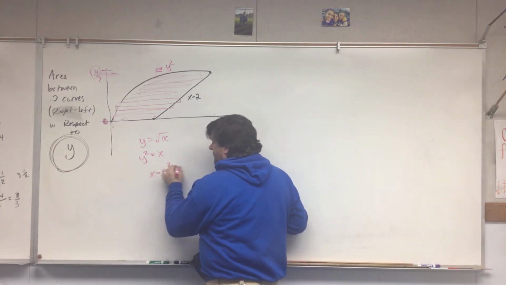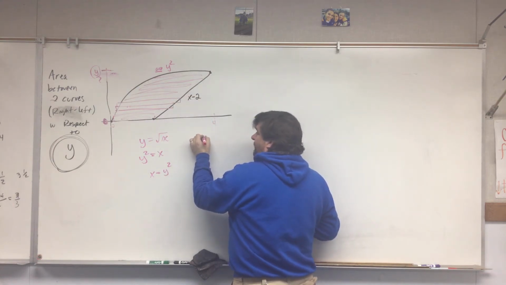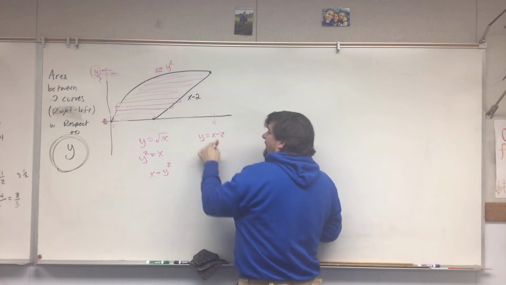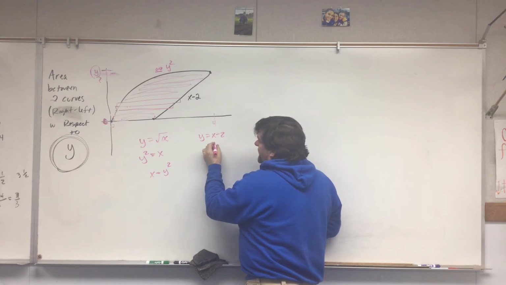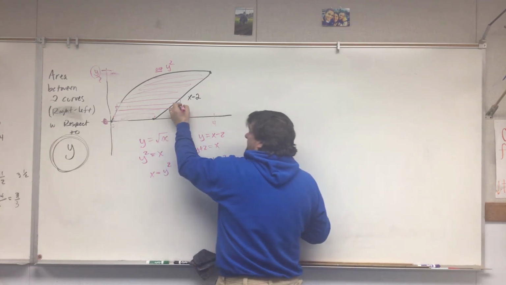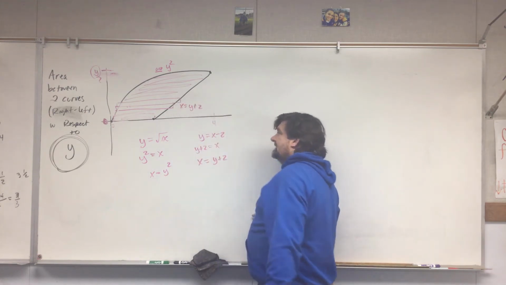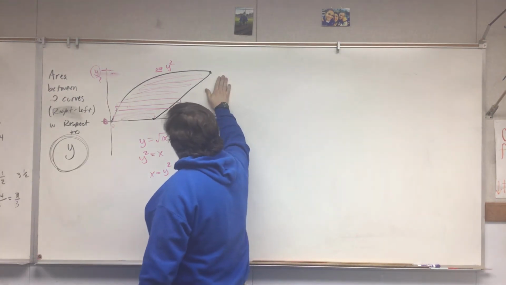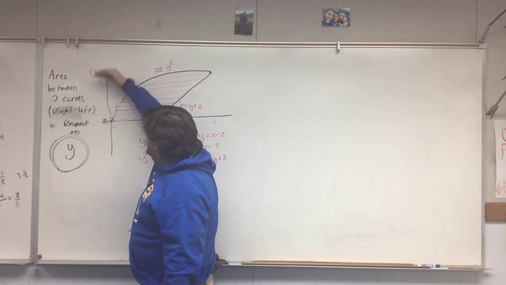X equals y squared. Then if I'm going here, we have y equals x minus 2 if we're dealing with it in respect to x, but now we need it in respect to y, so I'm going to solve for x. I'm going to add 2, I get y plus 2, so x equals y plus 2. I no longer need that piece because I'm going to integrate the right one minus the left one with respect to y. So I need to find the y values.